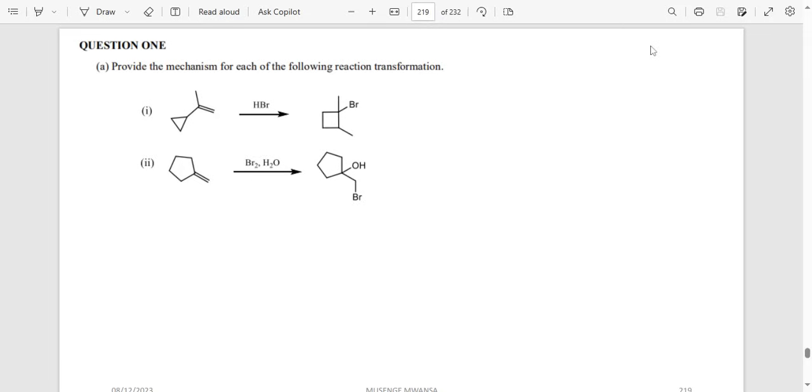So let's get started. Starting with this one here. Predict the mechanism for each of the following reaction transformations.